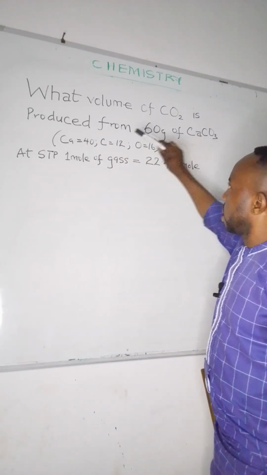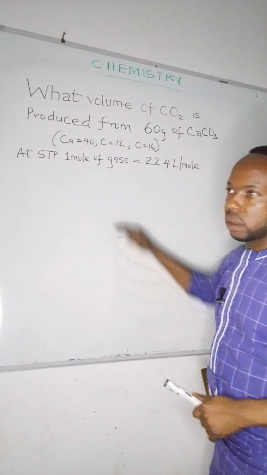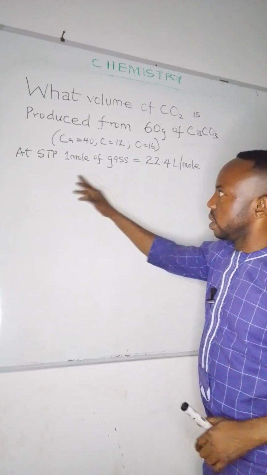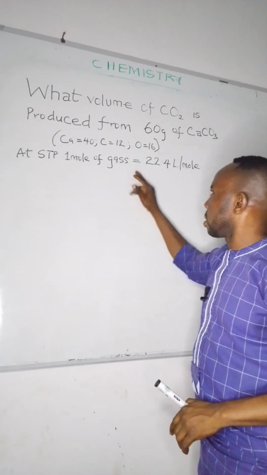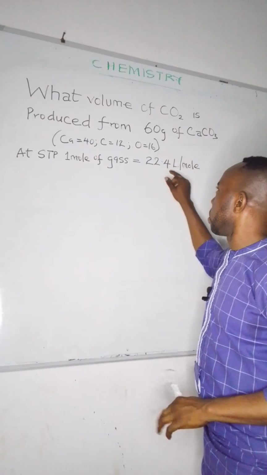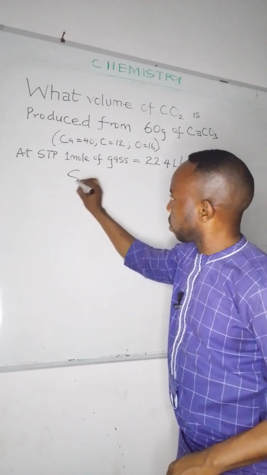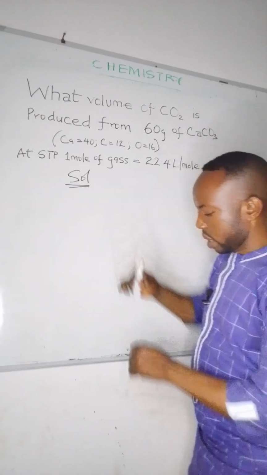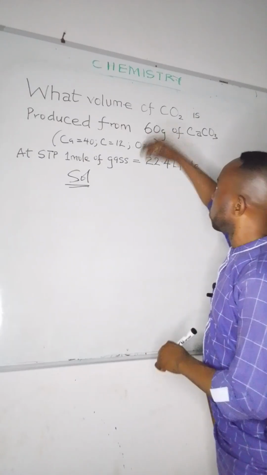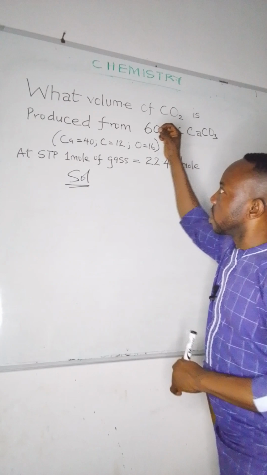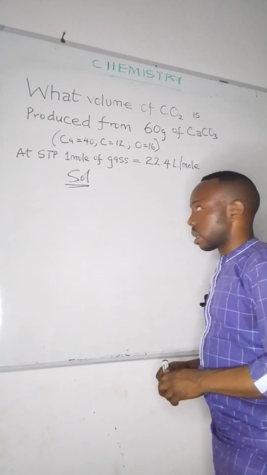What volume of carbon dioxide is produced from 60 grams of calcium carbonate? These are the parameters we need. At standard temperature and pressure, 1 mole of a gas is equal to 22.4 liters per mole. To start solving this problem, remember we want to find the volume of carbon dioxide that will be produced when 60 grams of calcium carbonate is utilized for the production of that carbon dioxide.